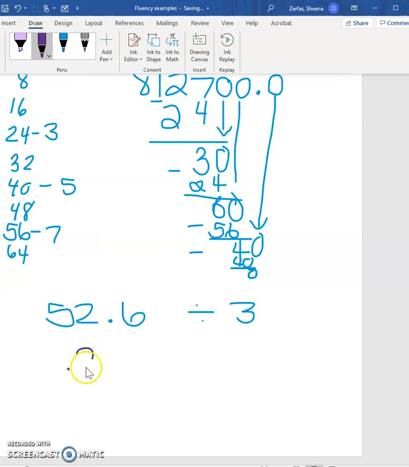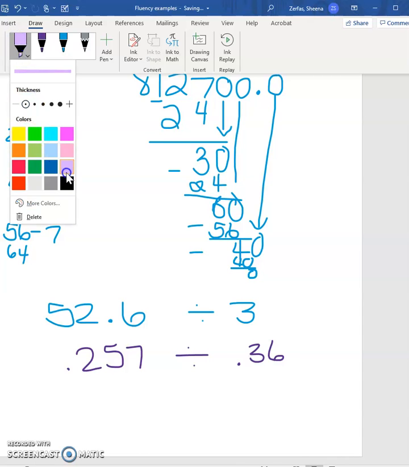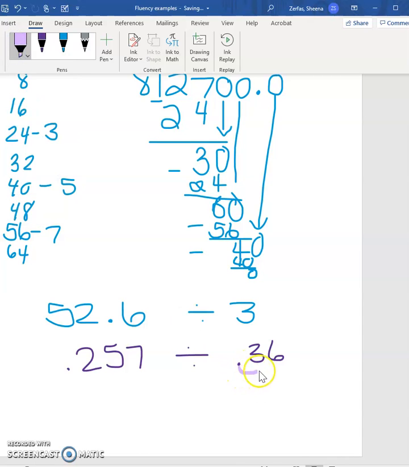Say I have 0.257 divided by 0.36. When you're moving it, you need to count carefully. So move it one place at a time. Once, twice, gets rid of it, so this becomes the whole number 36. And so I'm only moving it twice here. Once, twice. So there's still a decimal here in my first number, which is fine, as long as you get rid of the decimal in the second.